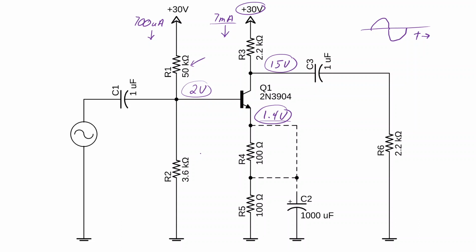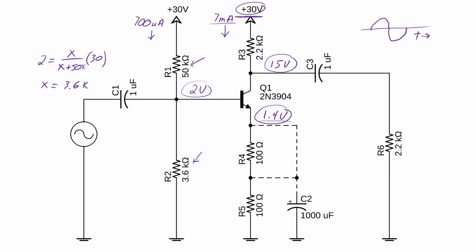And then I selected R2. Using the voltage divider rule, 2 is equal to x over x plus 50k, all multiplied by 30. Solving for x, we arrive at something close to 3.6k. That's it. That's all there is to it to select those resistors.